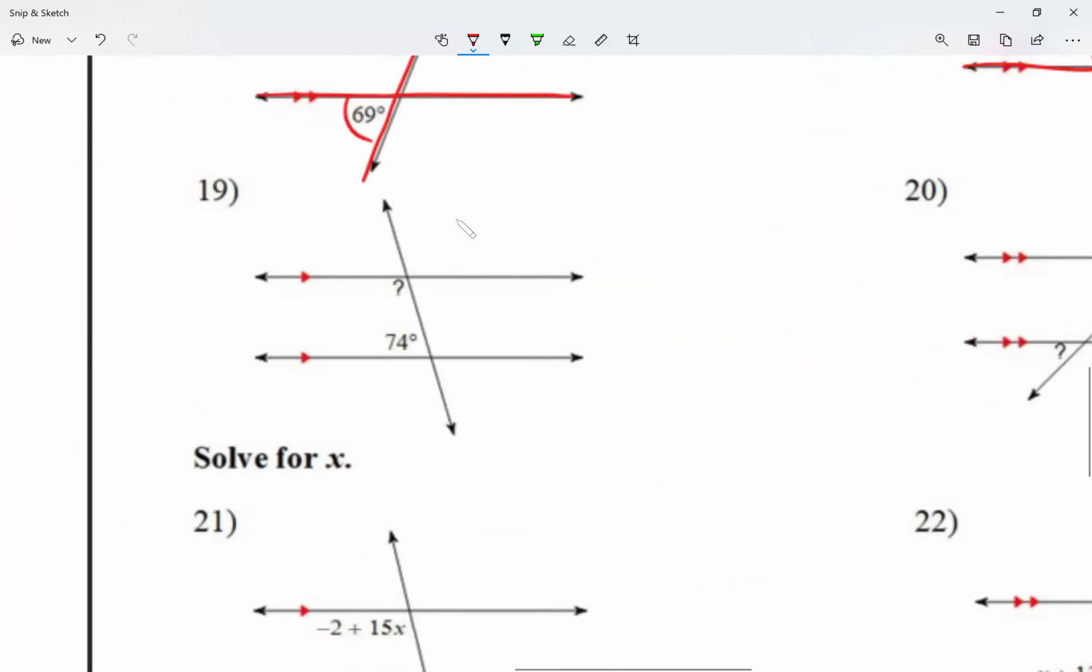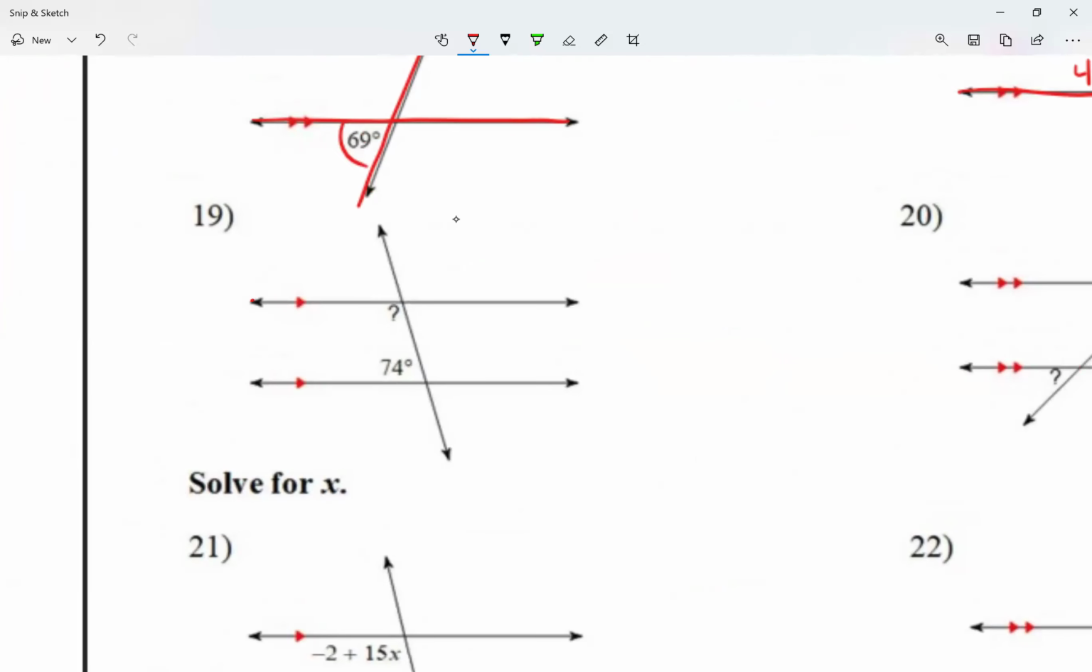So here, if one of them is 45, I'm going to say the other angle is also 45. Now, for question number 19, here I'm dealing with same side interior. Now, same side interior, these two angles have to add up to 180. So when I add these two numbers it has to equal 180. Can you figure what that number is? Probably you can already figure it out in your mind. What number plus 74 equals 180?